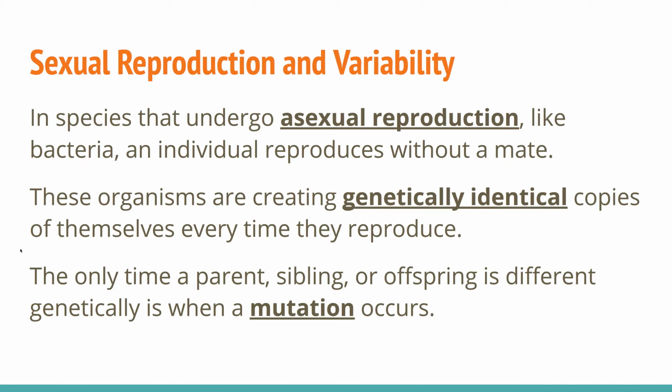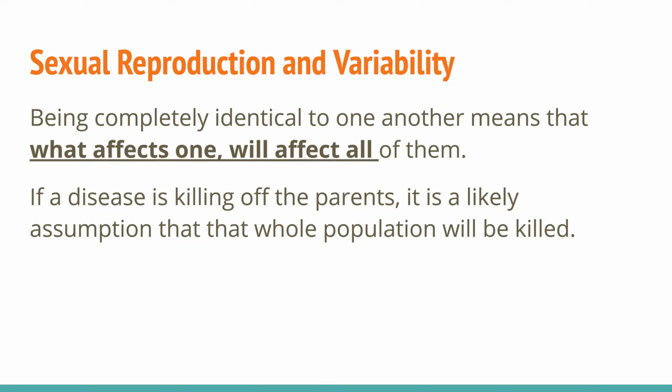The one that got the mutation, if it reproduces, then you get a whole population with the exact same DNA, unless there's another mutation that occurs. Being completely identical to one another means that what affects one will affect all of them, unless there's a mutation in one of them. So if a disease is killing off the parents, it's likely the whole population will be killed. That's why, with bacteria, usually we get like 99.99%, even sometimes 100%, that we're able to kill off because they're all the same. If we find something that kills one, they're all going to get killed.